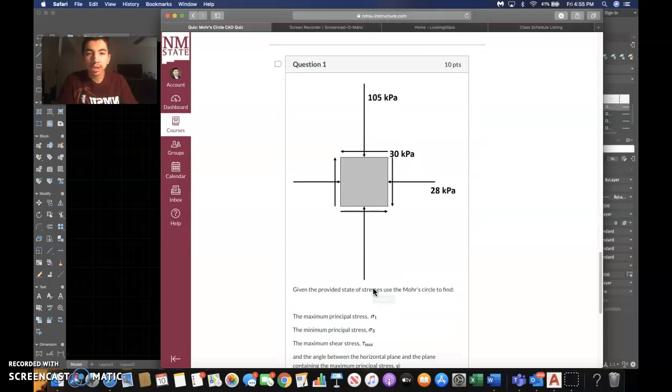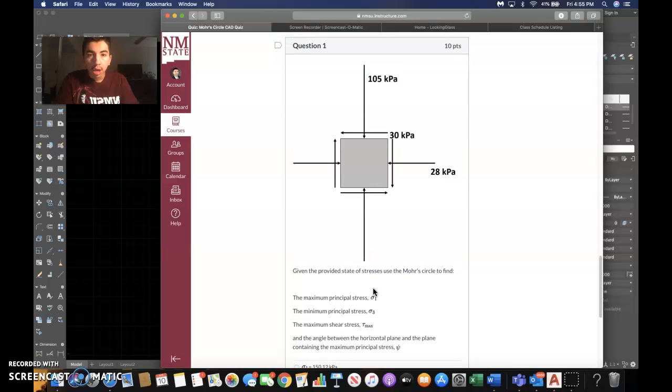So this is the question that I'm going to be answering right now. As you can see, we have 105 kPa acting downwards on the stress block and a 28 acting in the vertical, and we have a counterclockwise shear, so it's a positive shear in the horizontal plane and a negative in the vertical plane. So now I'll go to AutoCAD.